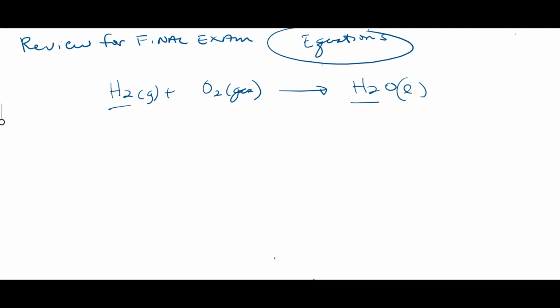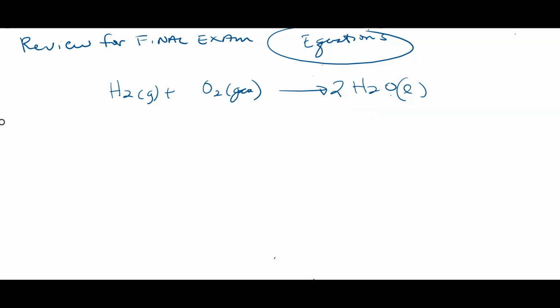If there's no numbers in the front of the formula, then assume that it's a 1. So 1 times 2 is 2 H's. I see 1 times 2 is 2 O's, but on the right side, I only see 1 O. 1 times 1 is 1. So for this formula, the oxygens do not balance. So I'm going to put a 2 in front of this. So 2 times 1 is 2 O's. 1 times 2 is 2 O's, so that balances.